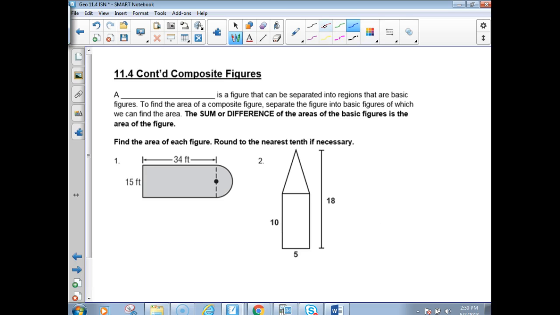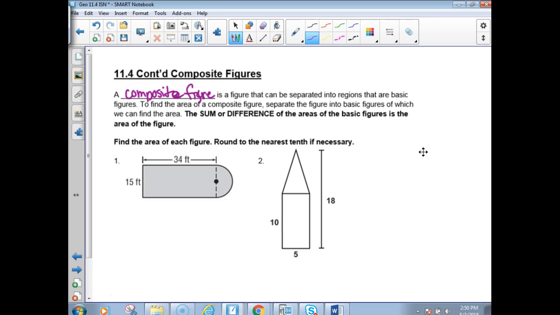Now we're going to go over to the other side and we're going to talk about composite figures. A composite figure is a figure that can be separated into regions that are basic figures. To find the area of a composite figure, you separate the figure into basic figures of which we can find the area using the formulas that we have been given. The sum or difference of the areas of the basic figures is the area of the figure. Sometimes you add, sometimes you subtract, depending on the diagram.